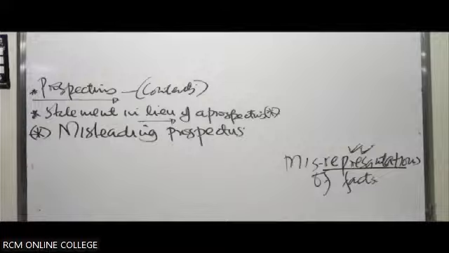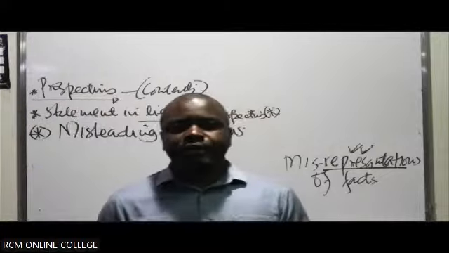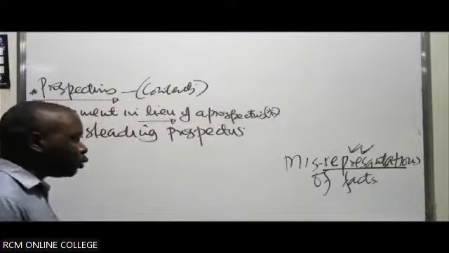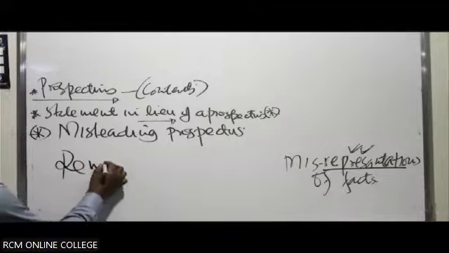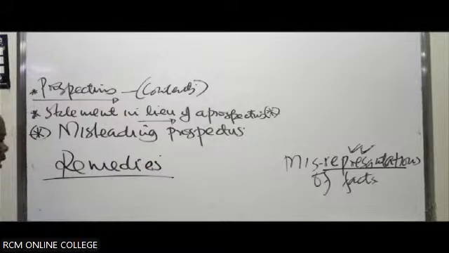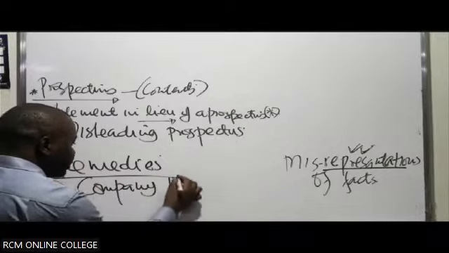So this is what I saw in the prospectus. It was very attractive. But now things are not okay. What am I going to do? If that happens, under the law, such an investor will have certain remedies. He has remedies. These remedies are usually categorized into two. There are those remedies against the company itself. He can go for the company itself.